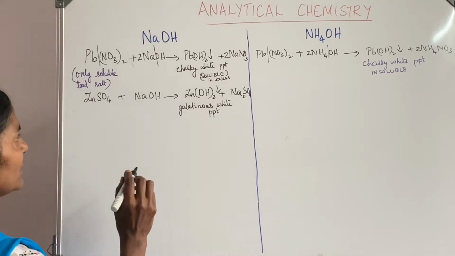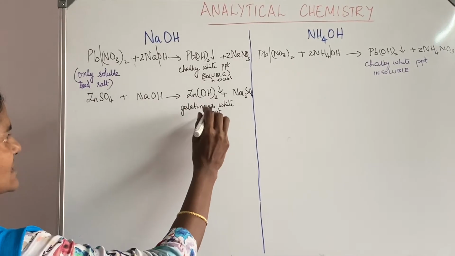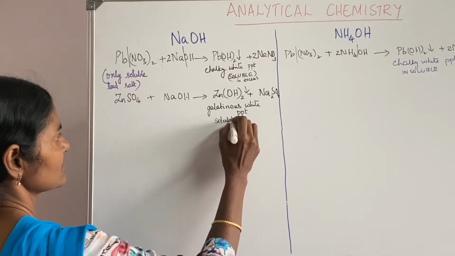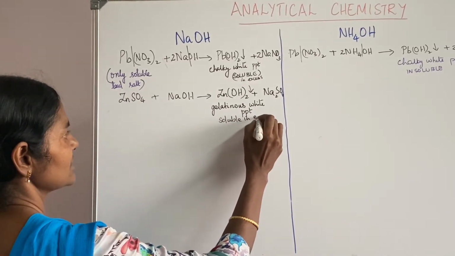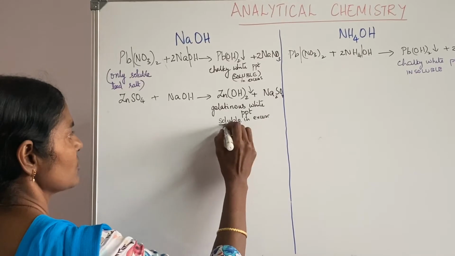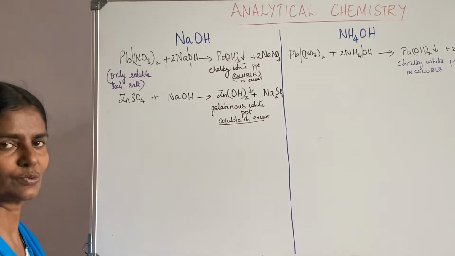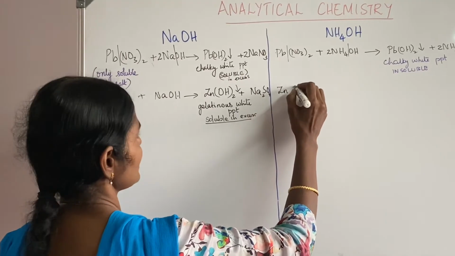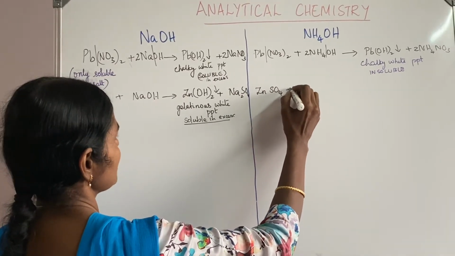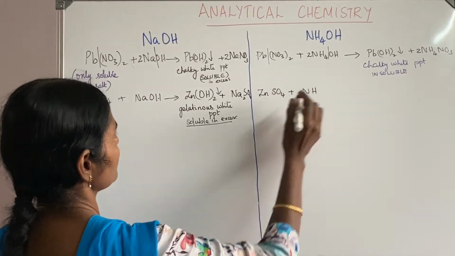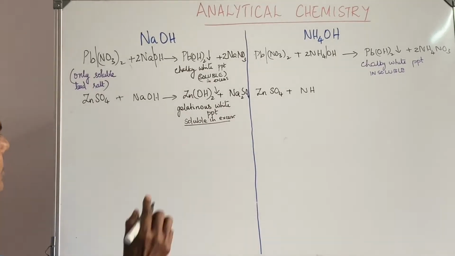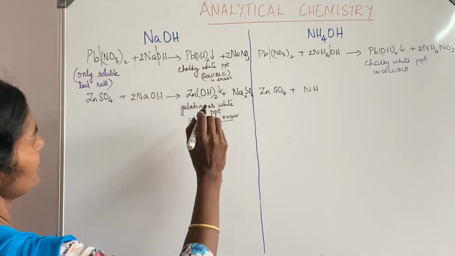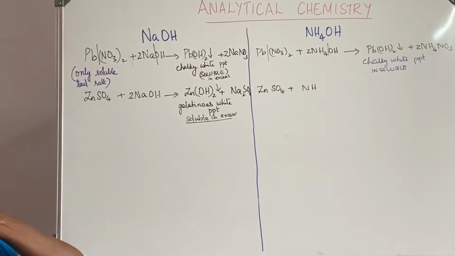Okay, but what happens is, this is soluble in excess to form a colorless solution. So that also we have to look into. Similarly, when we take zinc sulphate plus ammonium hydroxide, we haven't balanced this, right? So 2 here, so 2 NaOH and Na2SO4, it's correct.